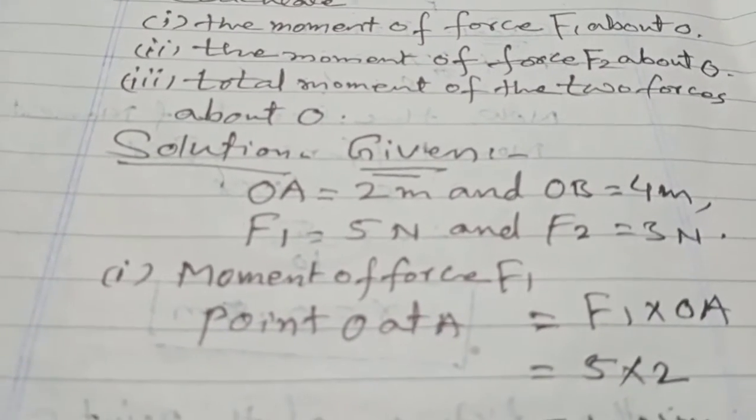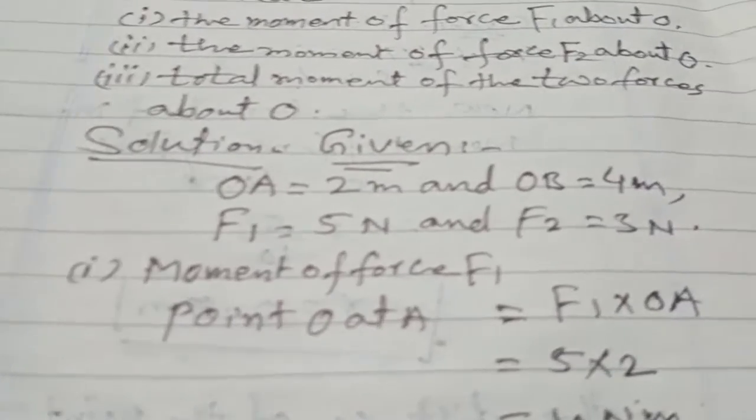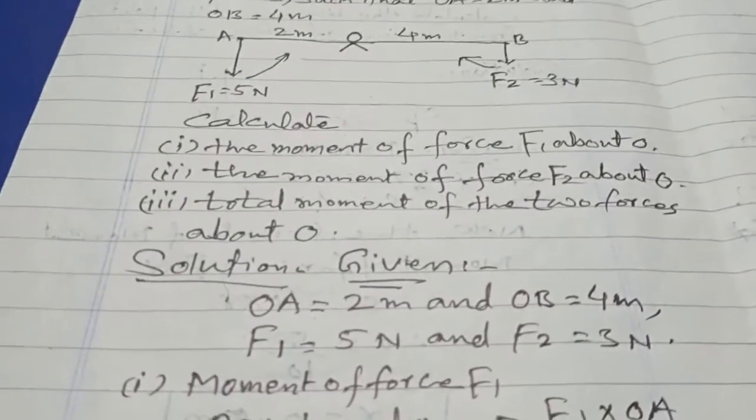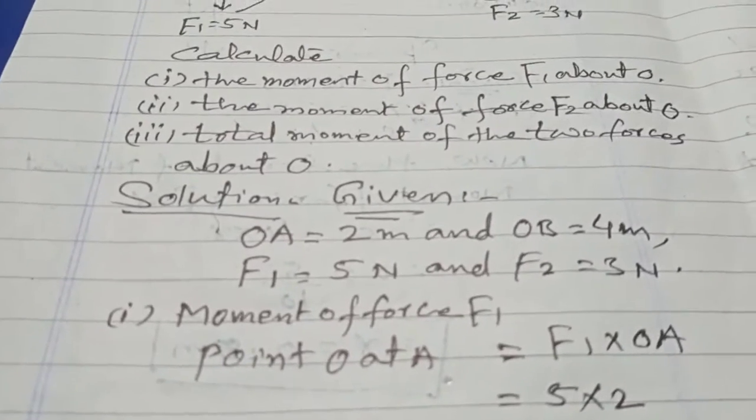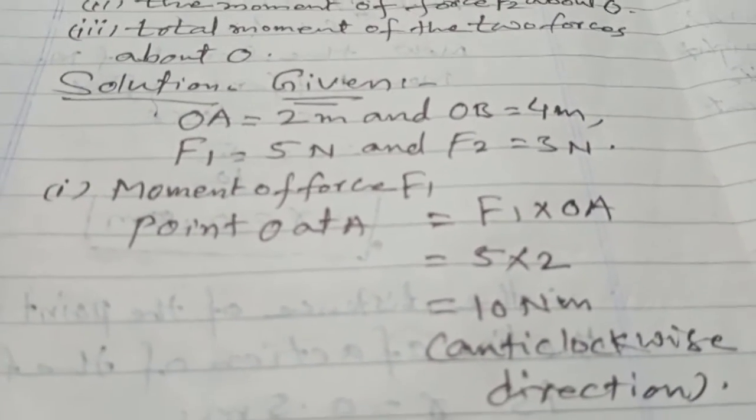First solve the sub-question: moment of force F1 about O at A. Same formula: moment of force is force multiplied by distance. So F1 multiplied by, see the diagram, OA. F1 is 5 and OA is 2, so 5 twos are 10 Newton meter. This is answer number 1. And this is in the anti-clockwise direction.